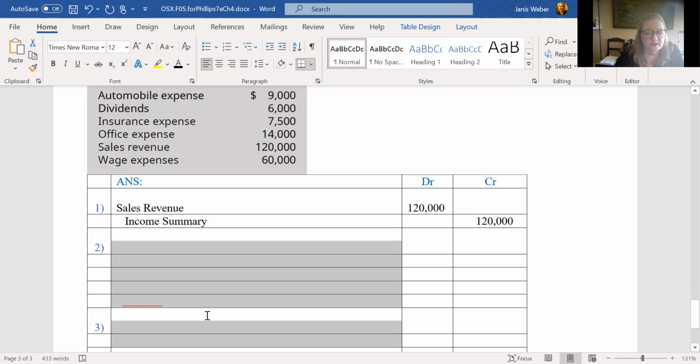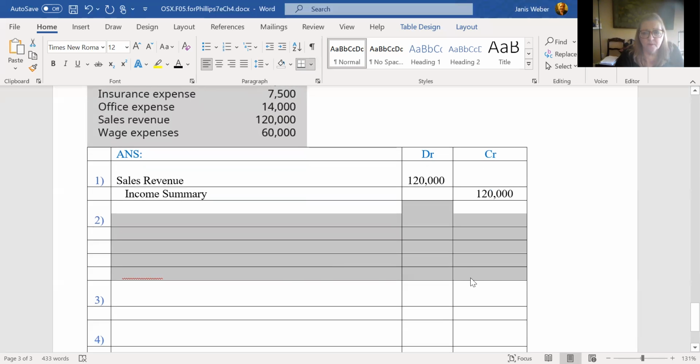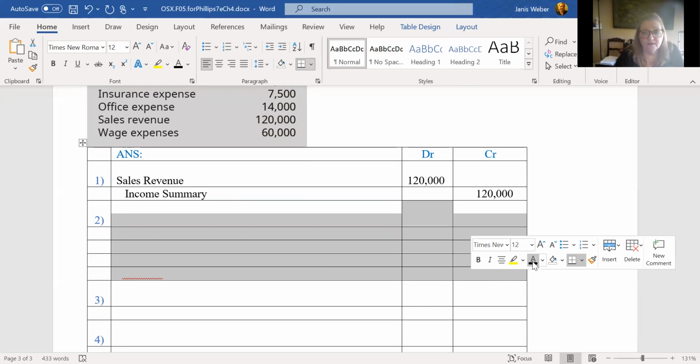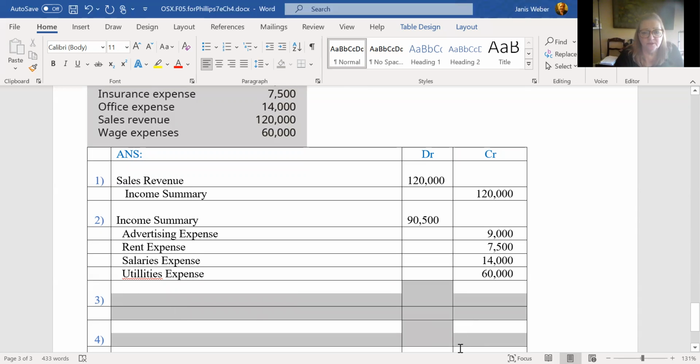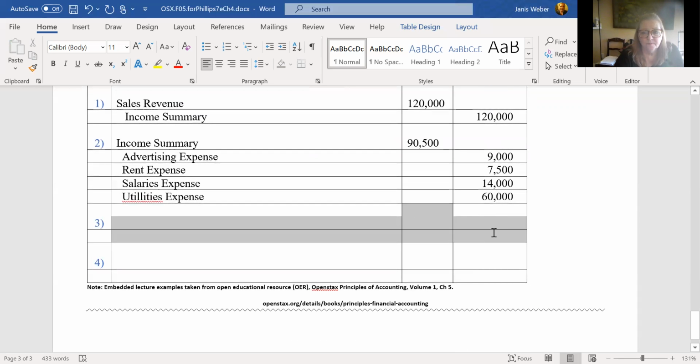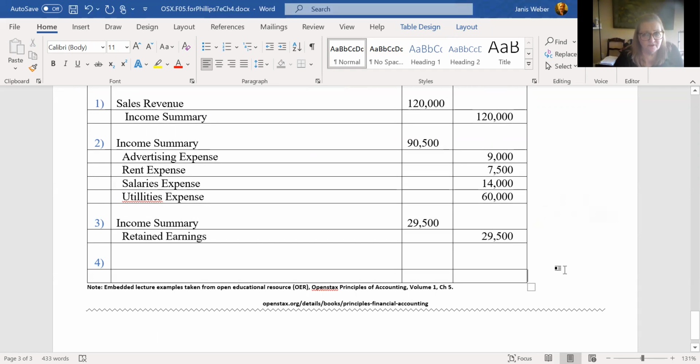Then the expense accounts, there's four of them. They're all debit balances, so we close them with a credit, and then we total it up and debit that amount to income summary. Then we look at the income summary and say, all right, I need to close income summary now. 120 credit and a 90,500 debit. That means it's going to have a credit balance in income summary. So I'm going to close it with a debit. And it's the difference between 120,000 and 90,500, which is 29,500.